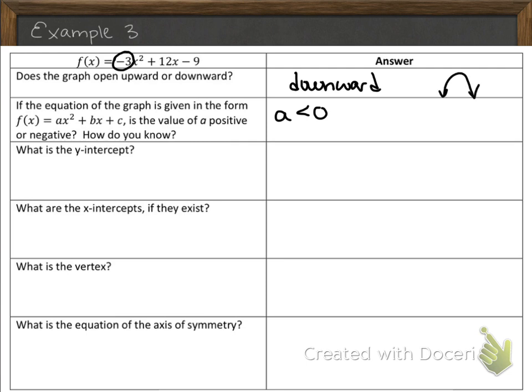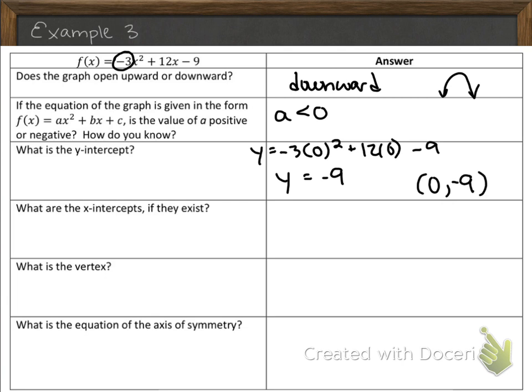Then it asks, what is the y-intercept? Well, we find the y-intercept, remember, by setting x equal to 0 and solving for y. So we have y equals negative 9. However, y equals negative 9 is not a point, but a line. So we need to write it as an ordered pair. The ordered pair, remember, is x equals 0, y equals negative 9.